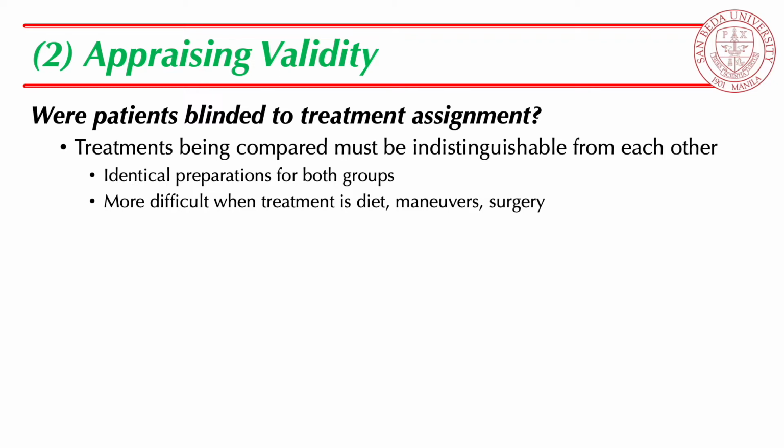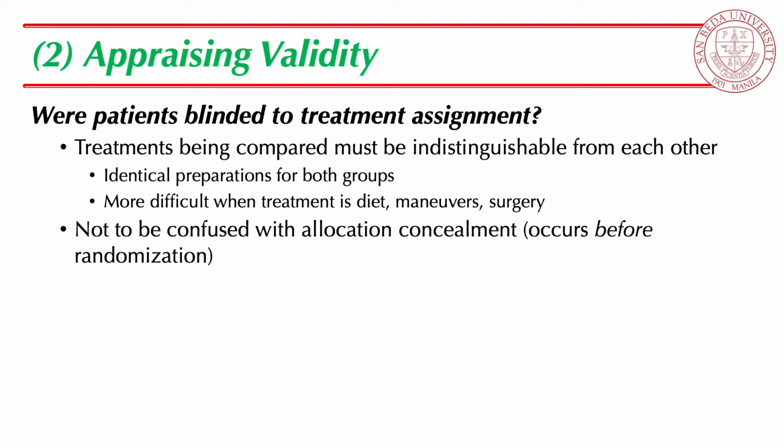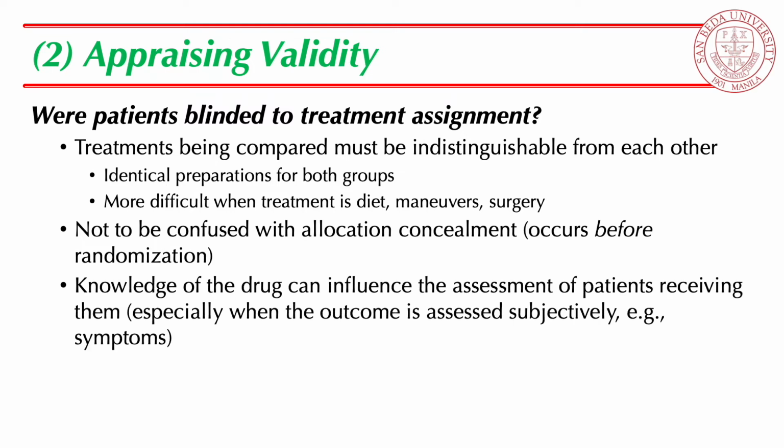This usually happens when the investigational therapy is a particular diet, or certain physical maneuvers, or when the intervention is surgery. Now, be careful not to confuse blinding with allocation concealment. Allocation concealment occurs before the randomization process, while blinding occurs after. Now, why do we need to blind not just the participants, but frequently the investigators as well? This is because knowledge of the drug or therapy can influence the assessment of patients receiving them, particularly when assessment of the outcome of interest involves some degree of subjectivity, for example, assessment of symptoms.